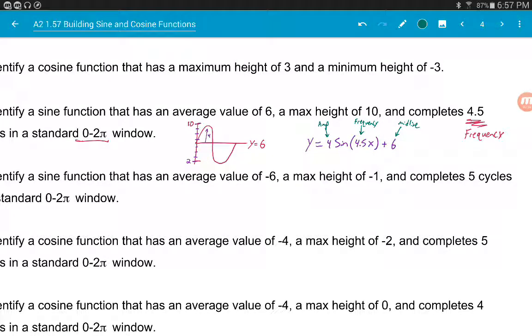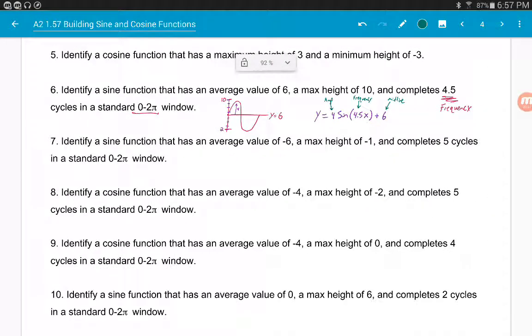Now you have a bunch that are just like that below it. So if you understood what I did on 6, try 7, 8, or 9. That's what we did in class.